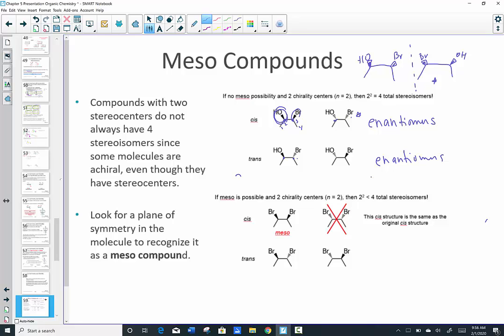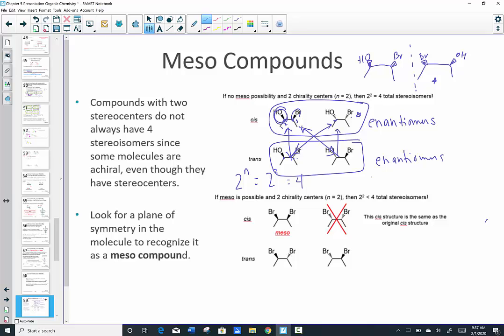So here we worked perfect. 2 chiral centers means 2 to the nth, 2 squared gives me 4 stereoisomers. Perfect. We know that these 2 are a set of twins, enantiomers. These 2 are a set of twins, enantiomers. Therefore, any other combination would be diastereomers. These 2 are diastereomers. These 2 are diastereomers, and so forth.